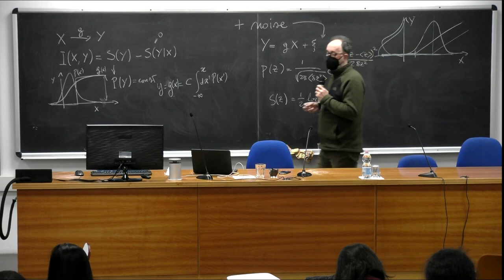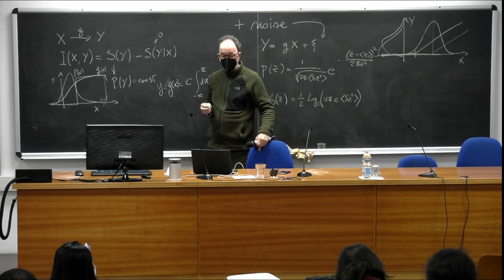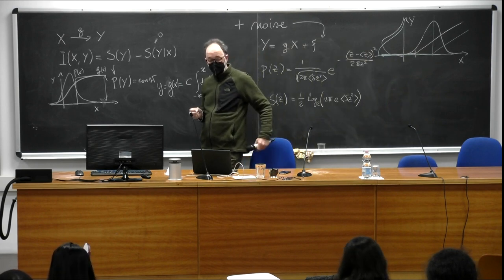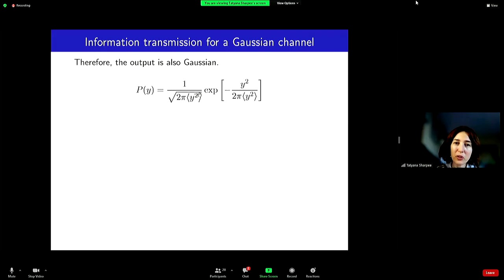So in our linear case, the output is also Gaussian. Because it's Gaussian, we know the form, but we don't know the variance just yet. Does the response have a zero mean? Yes, because if X has a zero mean and the noise has a zero mean, then Y will have a zero mean. And therefore there is no average Y.